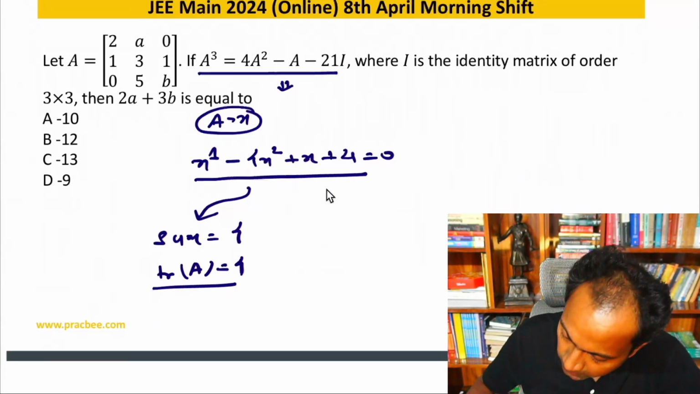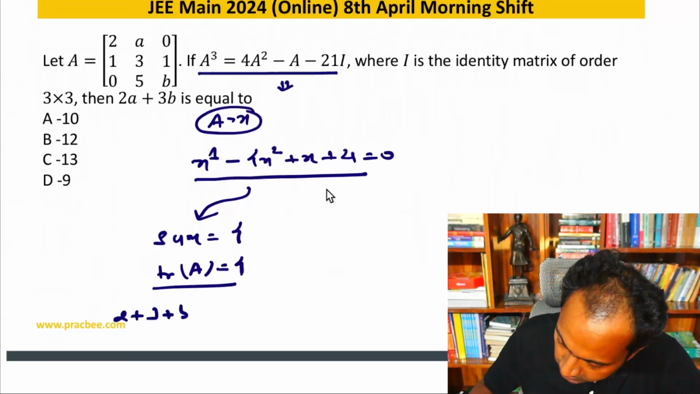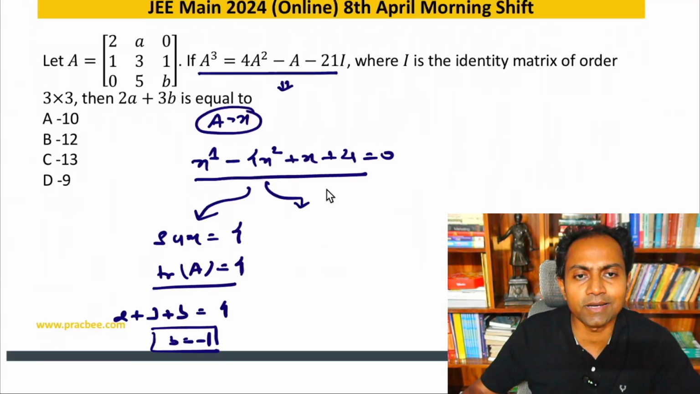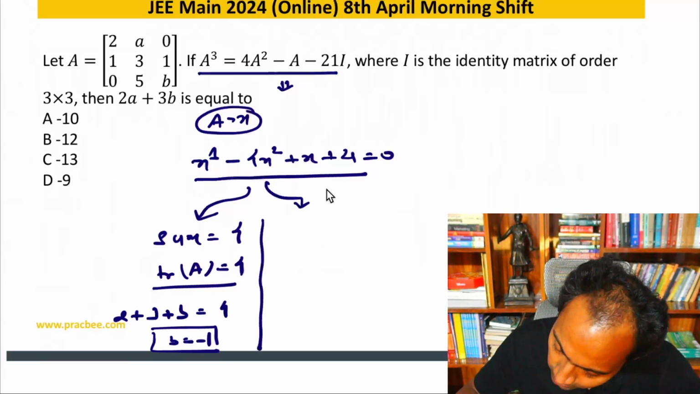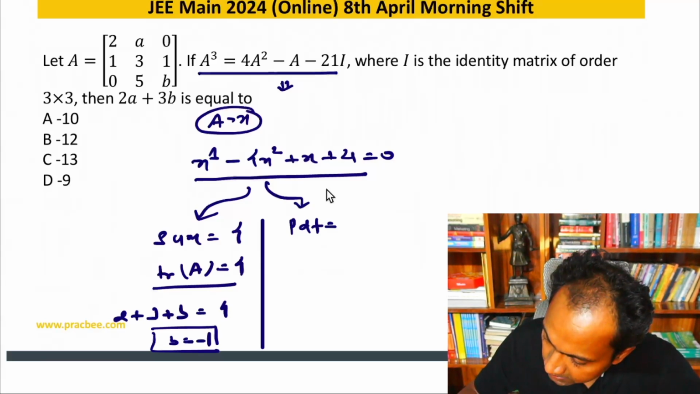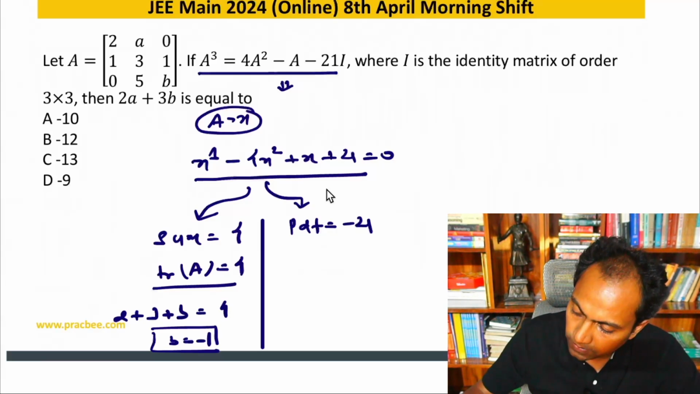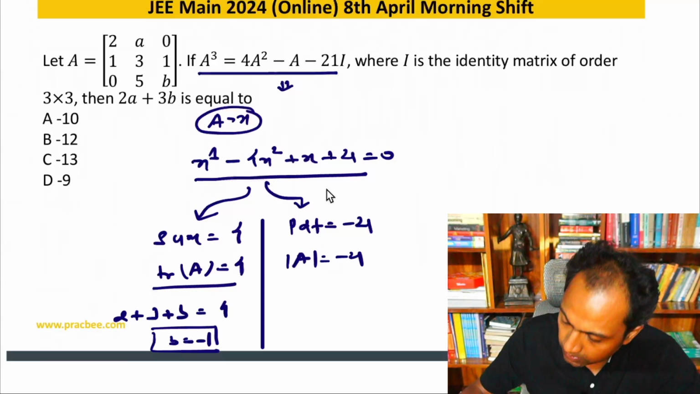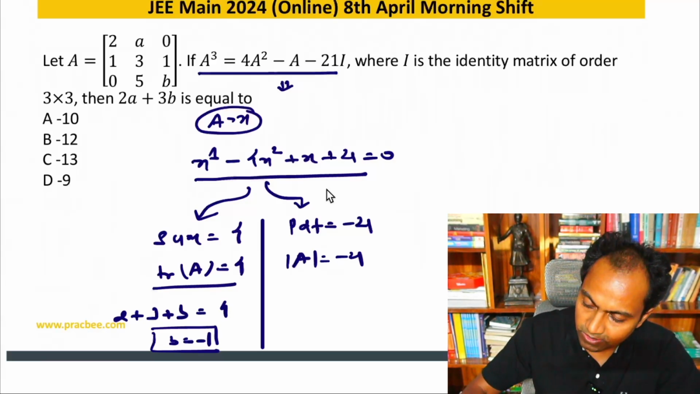Trace from here will become nothing but 2 plus 3 plus b is equal to 4. So b comes out to be minus 1. Another piece of information that this will give us is regarding the value of the determinant. So the product of the roots will give us the value of the determinant. That in this case is nothing but minus 21, and this will become nothing but the determinant of A. So this is my first step.